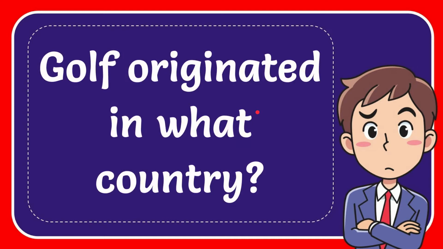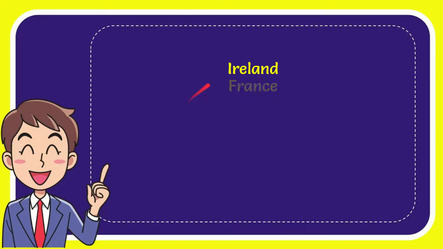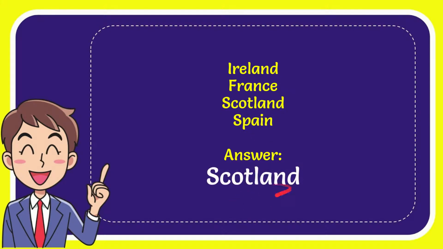In this video, I'm going to give you the answer of this question. The question is, golf originated in what country? Well, now I'll give you a list of the options, and here is a list of the options: Ireland, France, Scotland, and last option is Spain. And the correct answer of the question is Scotland. That's the answer for the question.